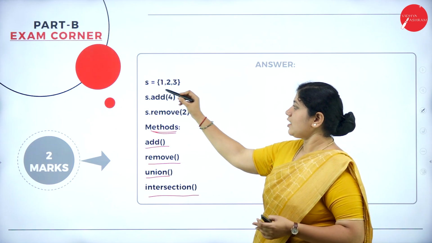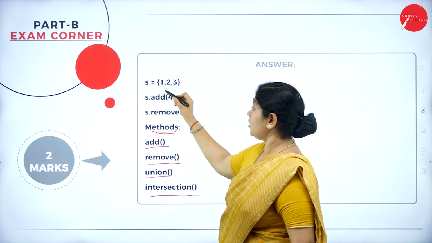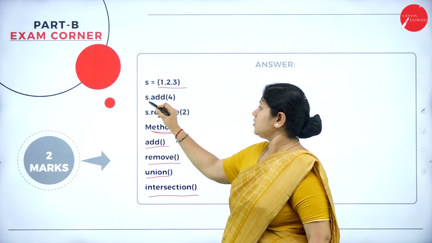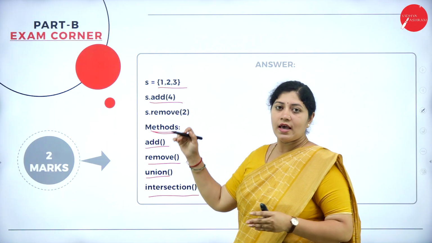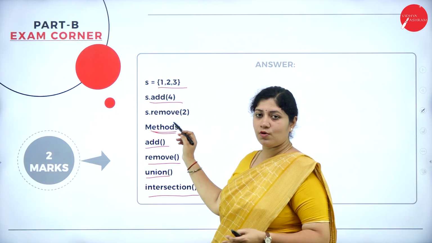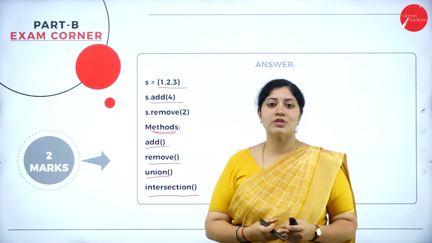Let's say an example, s equals {1, 2, 3}. So we are defining a set. As we can note, the set is being defined inside the curly brackets. Great. Next, I'm using a method, that is s dot add of 4, and the next method, if I want to remove anything, I can do that: s dot remove of 2. So in this way, I can use various methods according to the user's requirement.